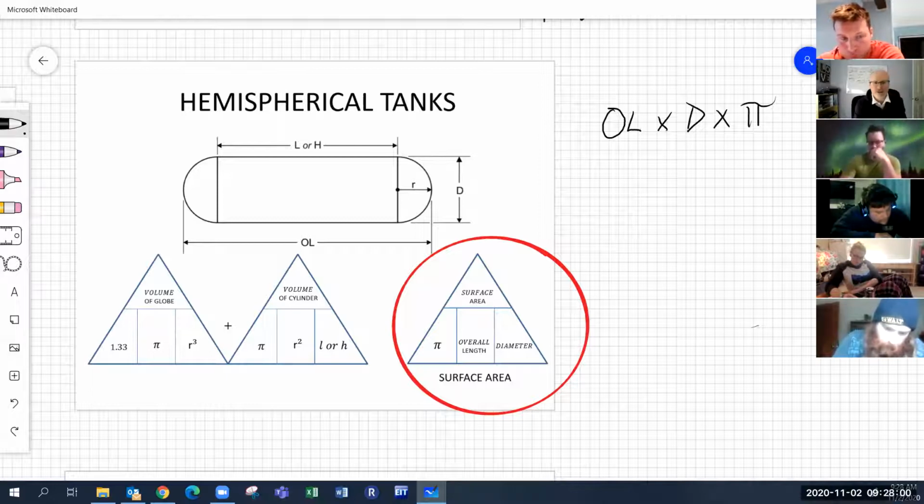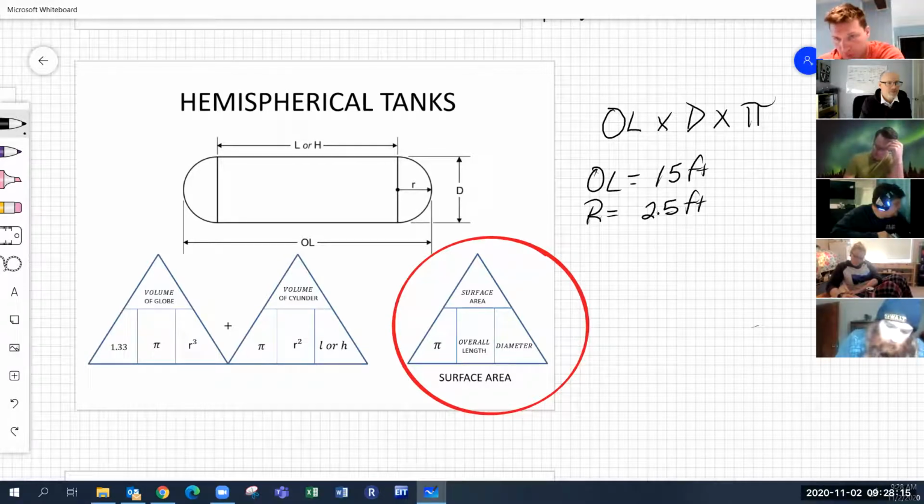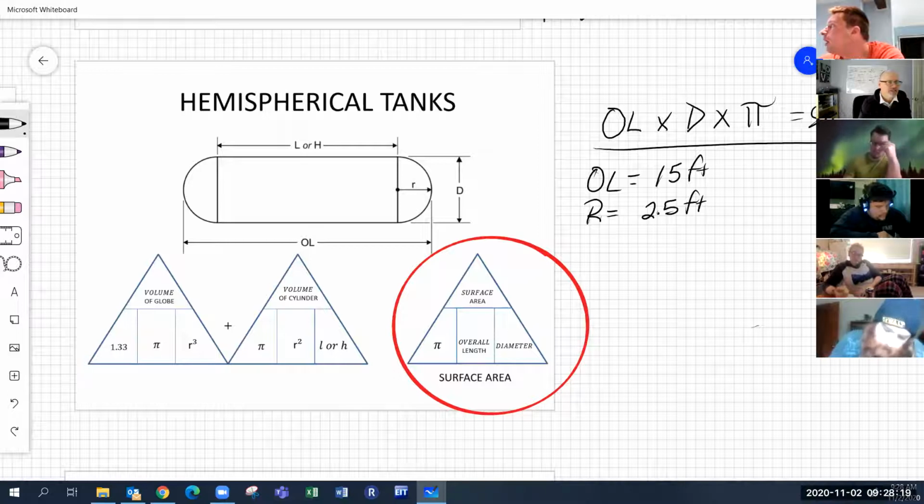So I'm going to give you some variables here. I'm going to say my overall length of this tank is 15 feet. I'm going to say my radius is 2.5 feet. I want you to solve for the surface area of this tank.